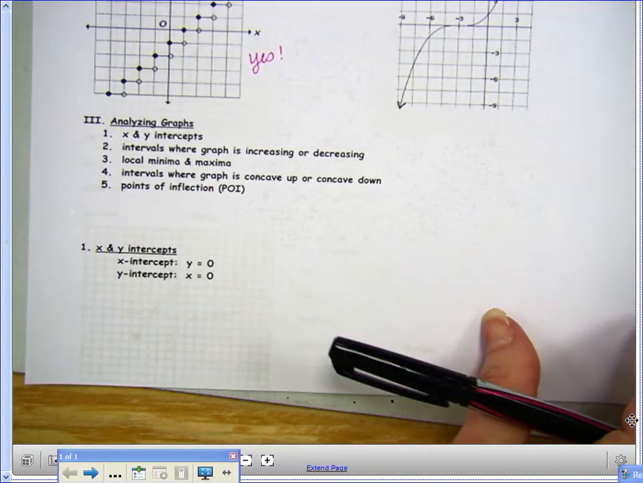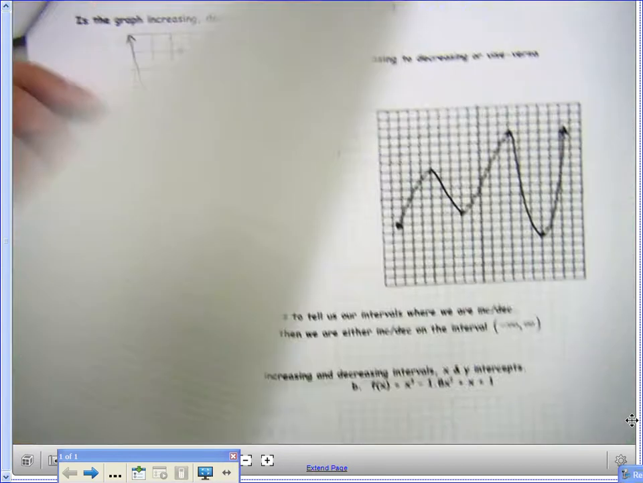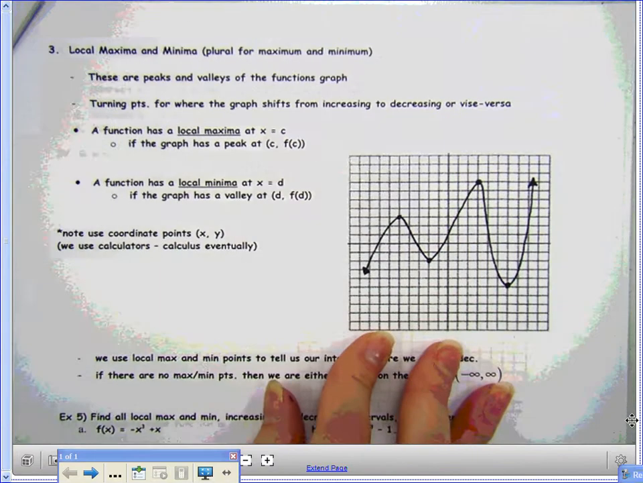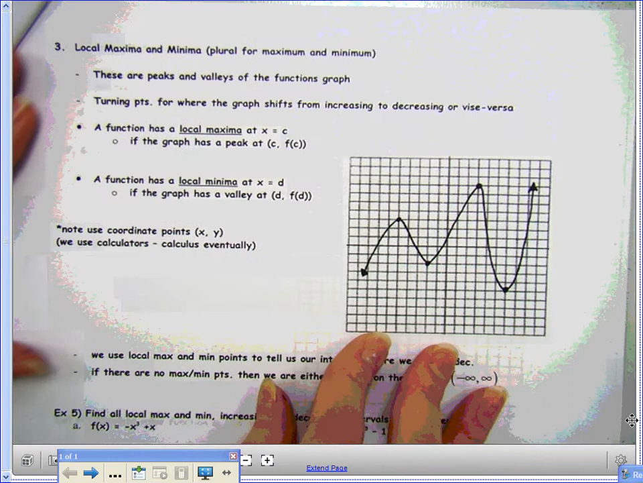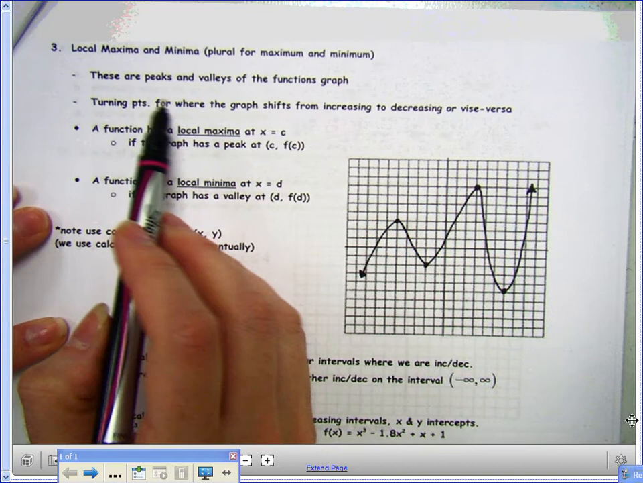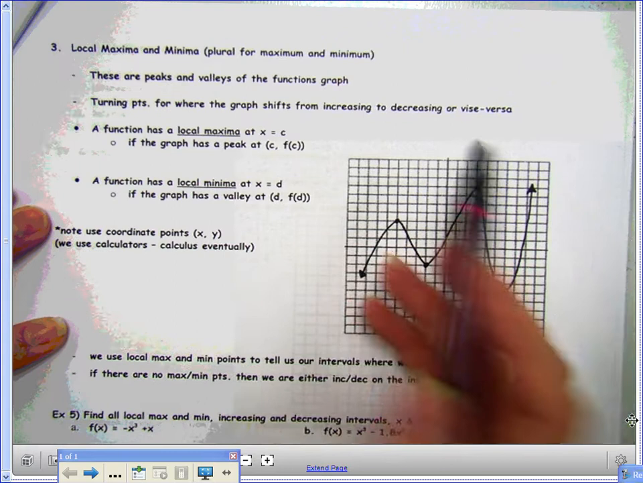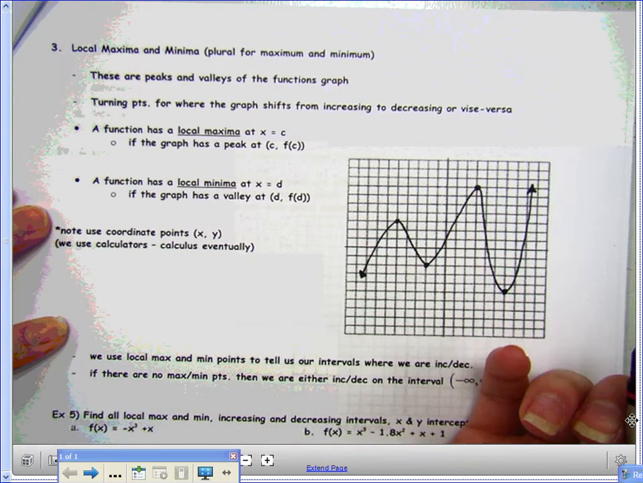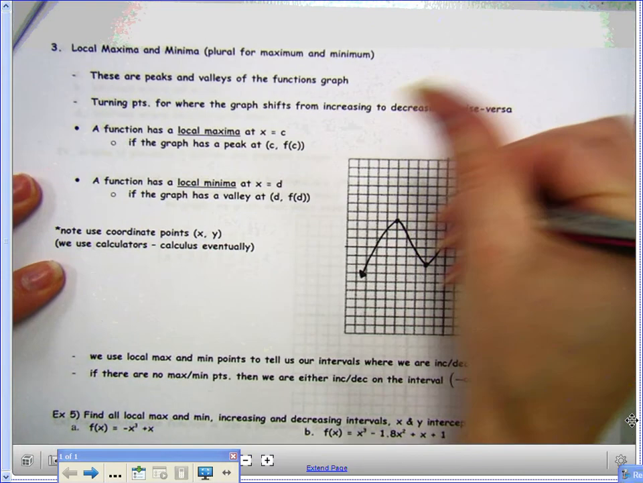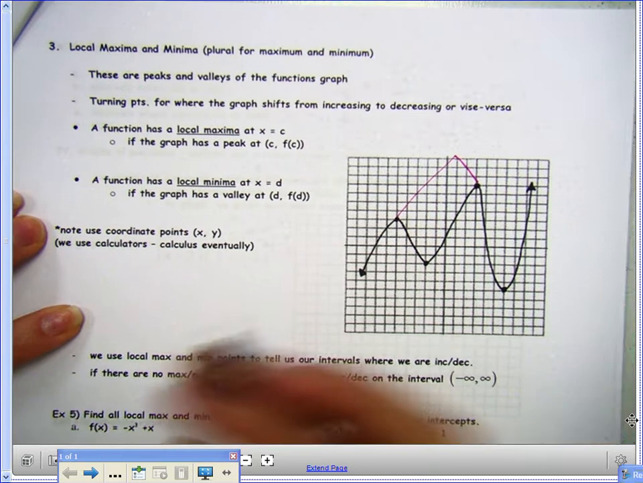Okay, so before I have you do some of these problems on your own, I want to talk about maximum or minimum points. So local maxima and minima. We know that the peaks and valleys of your graph are what we call our maximum and minimum points. So the turning points are where the graph shifts from increasing to decreasing. These are very important points to find when you want to find your intervals for increasing, decreasing, and constant, because that's where we're going to stop. So here and here, I know that these two points are the what of the graph? Maximum.